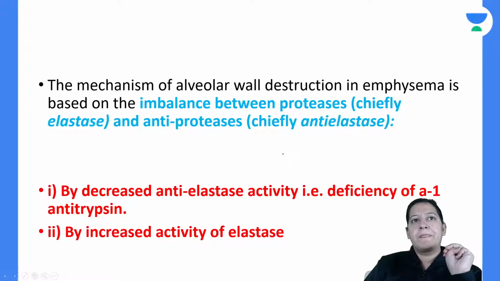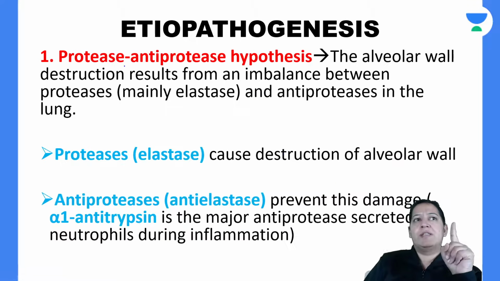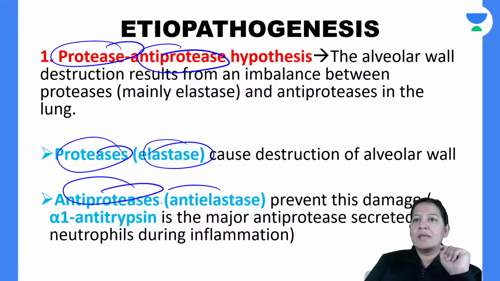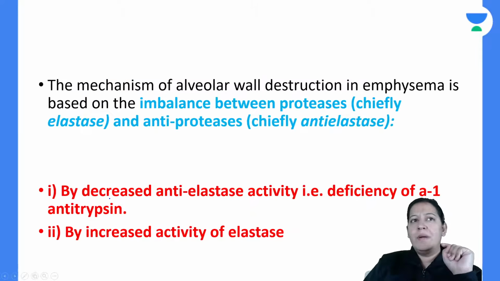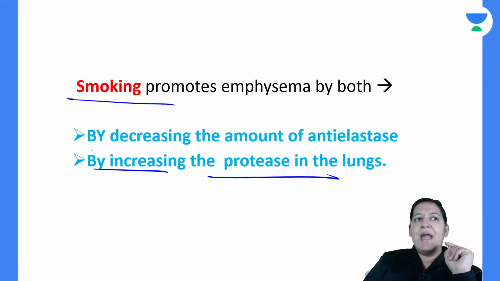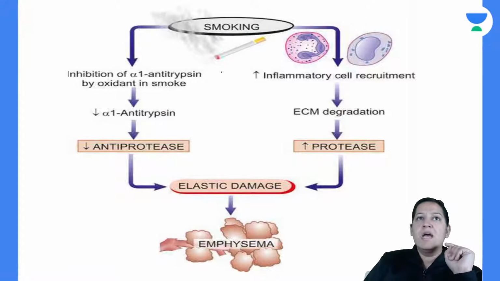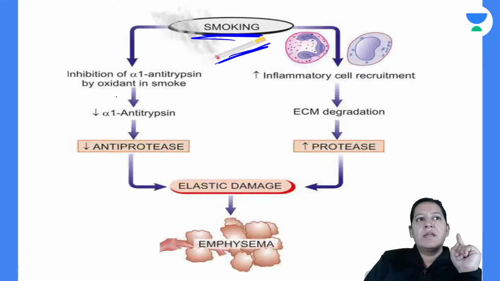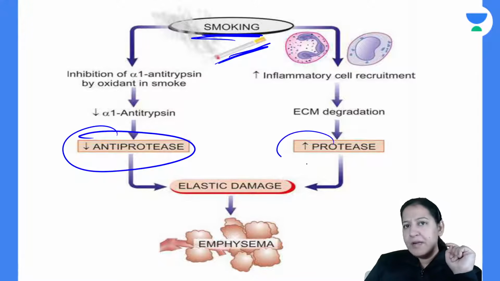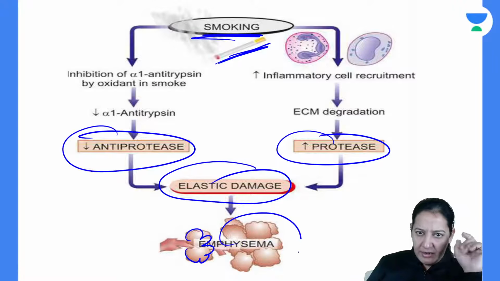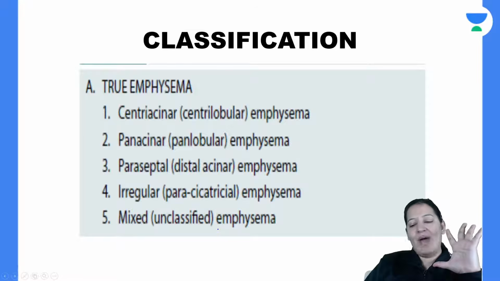You can see here the theory is the protease anti-protease theory. Protease is known as elastase. Anti-protease is known as anti-elastase or antitrypsin. Normally they balance each other, but imbalance occurs because of smoking. Because of smoking, there is an increase in protease and a decrease in anti-protease or anti-elastase. You can see this is smoking, a bidi or cigarette. So it is decreasing anti-protease and increasing protease. So it is causing damage to the wall and multiple acini fuse with each other and form big spaces which are known as bullae, right? So that is the bullae.